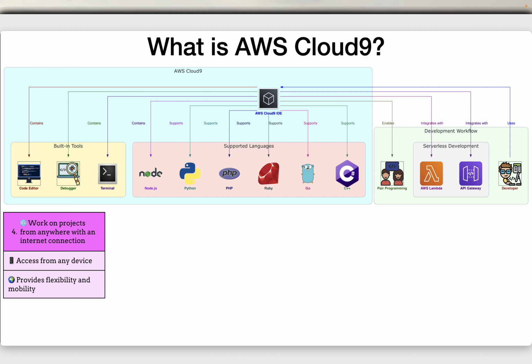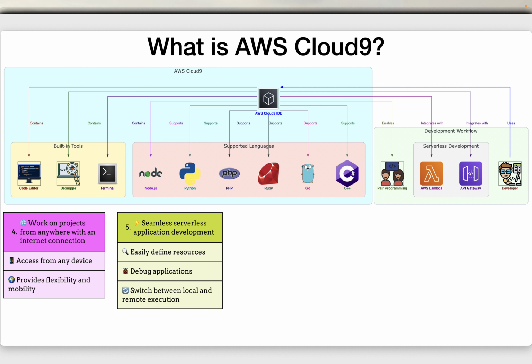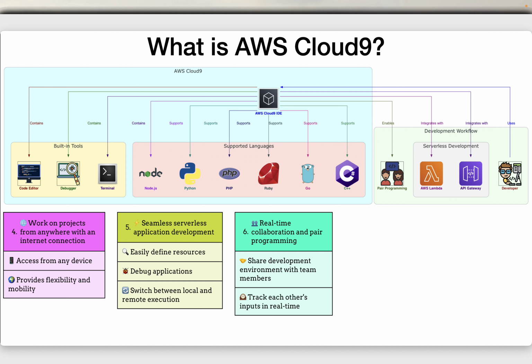Since Cloud9 is cloud-based, developers can access their projects and work on them from any device with an internet connection, providing flexibility and mobility. Cloud9 offers a seamless experience for developing serverless applications, enabling developers to easily define resources, debug, and switch between local and remote execution of serverless applications. With Cloud9, developers can quickly share their development environment with team members, enabling real-time collaboration and pair programming, as well as tracking each other's inputs in real time.